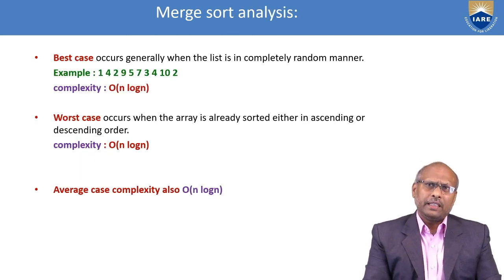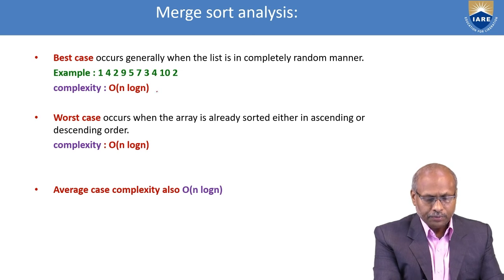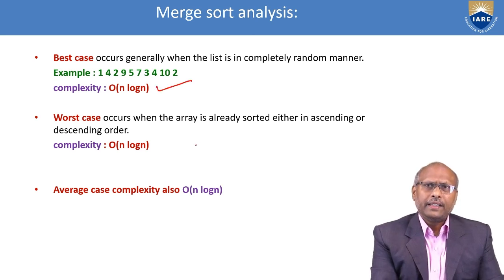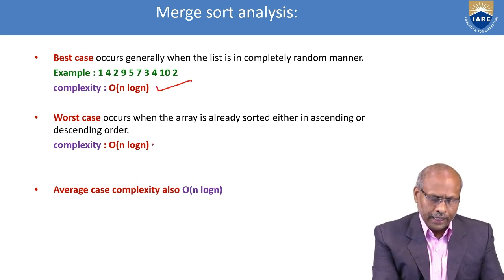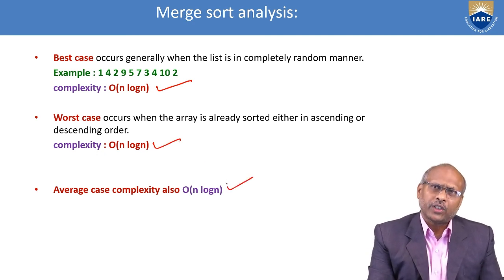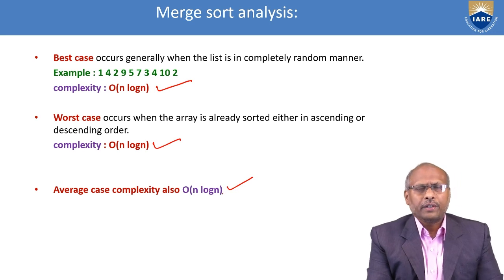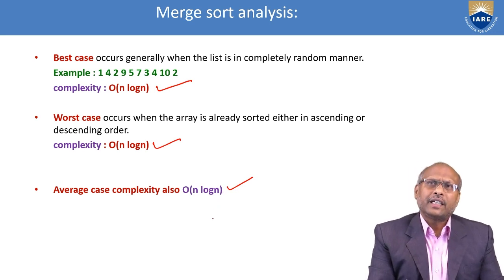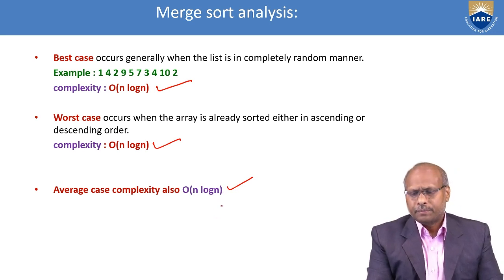Now, the time complexity in the best case for the method is order of n log n, and the worst case also order of n log n, and the average case also order of n log n. That means in every case, whether you give the data in sorted order or unsorted or in random order, in any case, the time complexity will be the same.